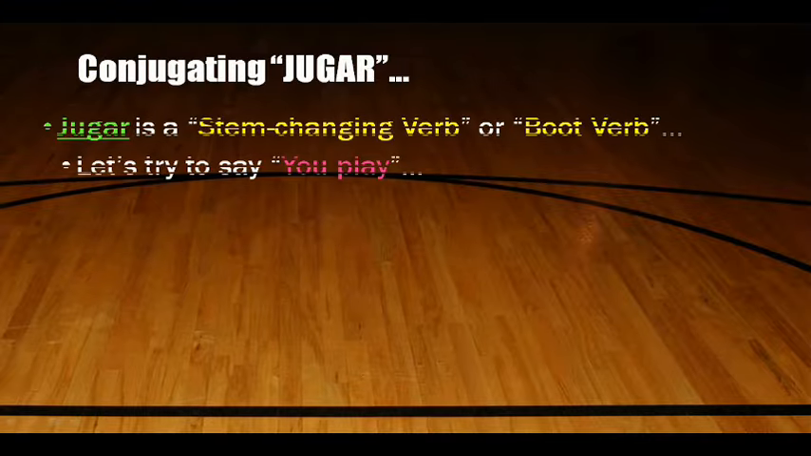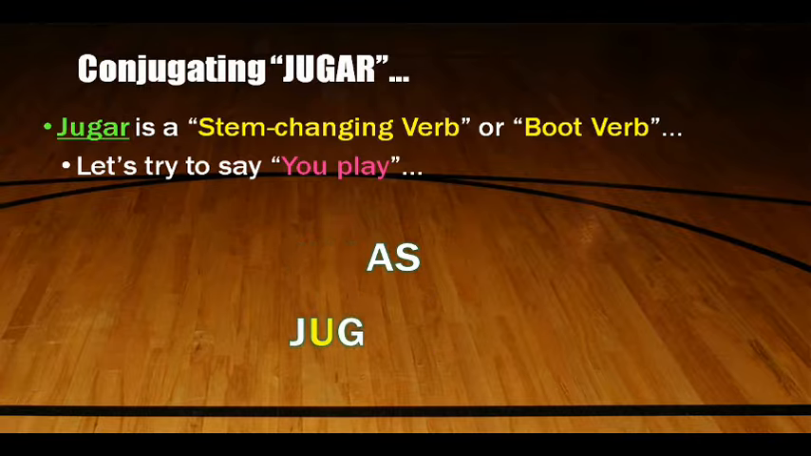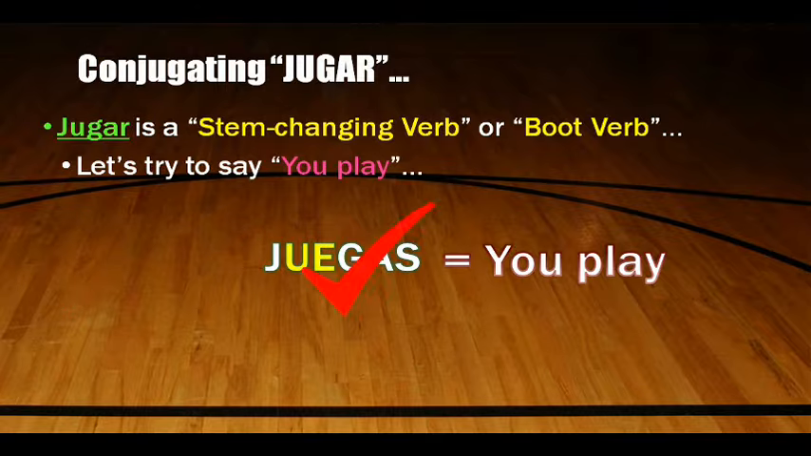Let's look at another example. Now, knowing what a stem-changing verb and boot verb are, let's try to say you play. So first we have jugar. We drop the ending. And normally we would just add AS. However, that's wrong because jugas doesn't mean anything. So instead, we're going to stem change the U to a UE. And now we have juegas, which is you play. And that is correct.